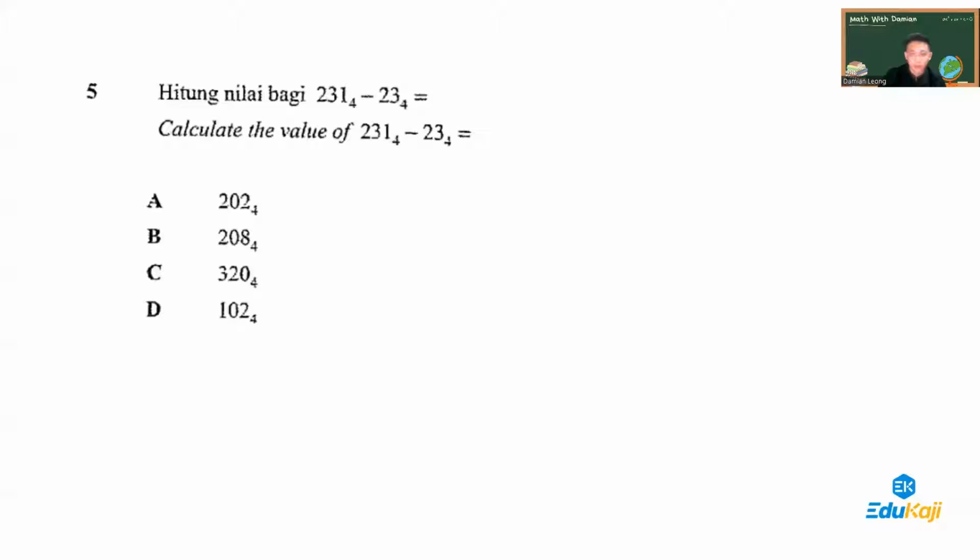And question 5. 231 base 4 minus 23 in base 4. For addition and subtraction of base numbers, use vertical subtraction or vertical addition. If I cannot minus, I take a number from the next base value. Take 1 away. So here we'll plus with the base number. Base 4 means 1 plus 4 becomes 5. So 5 minus 3, 2. 2 minus 2, 0. This 2 remains. So it's 202 in base 4. Answer A.